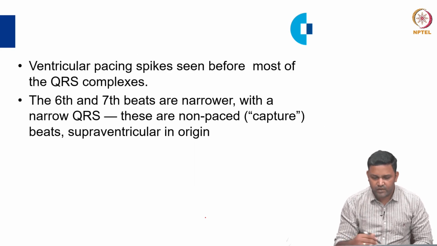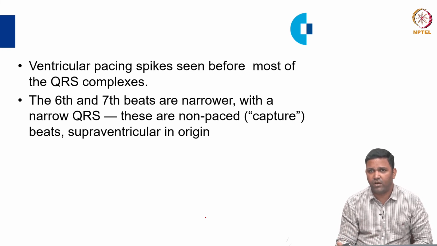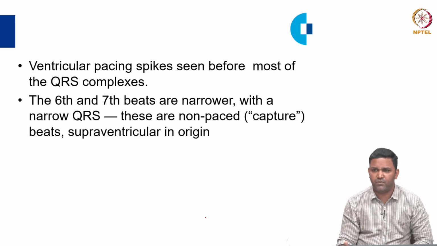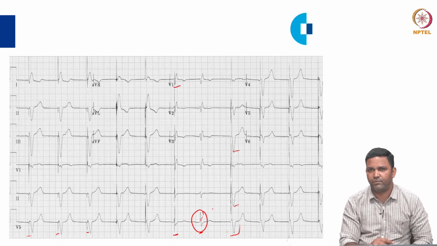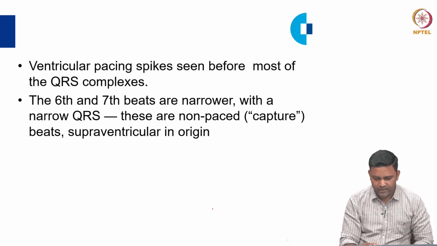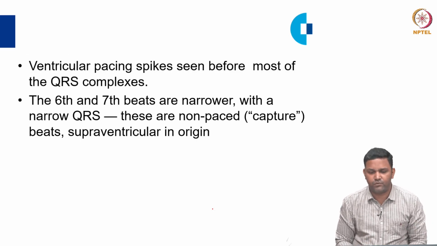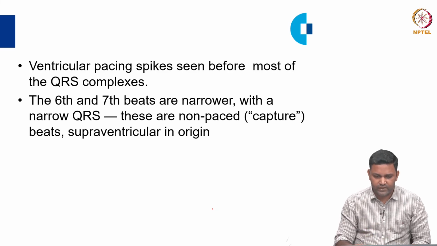So, that can be either a capture beat, which is the native beat, or it is a very narrow complex beat. So, it happens before the level of the AV node. So, it is a supraventricular beat. So, this is an ECG in a patient with a VVI pacemaker most probably, and the narrow QRS complexes are non-capture beats.